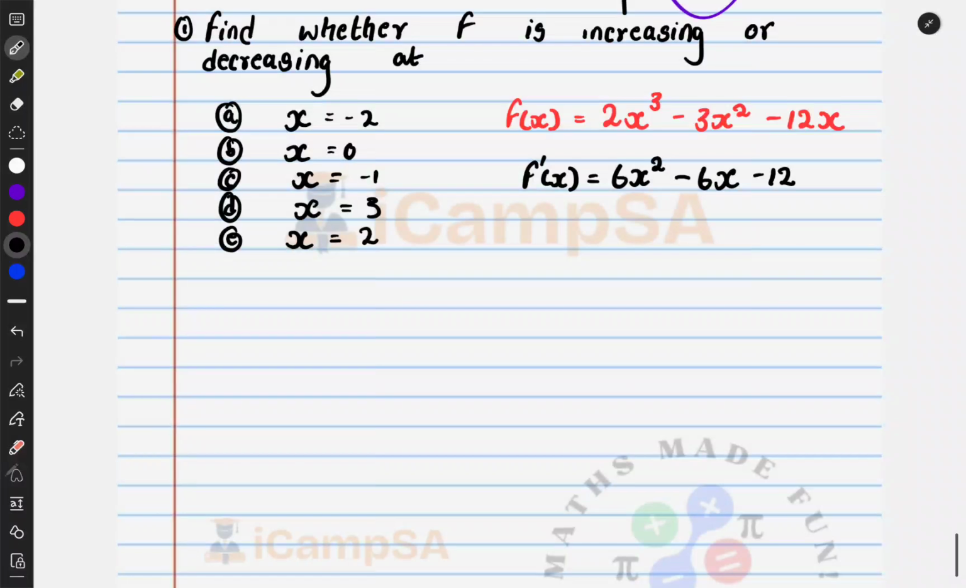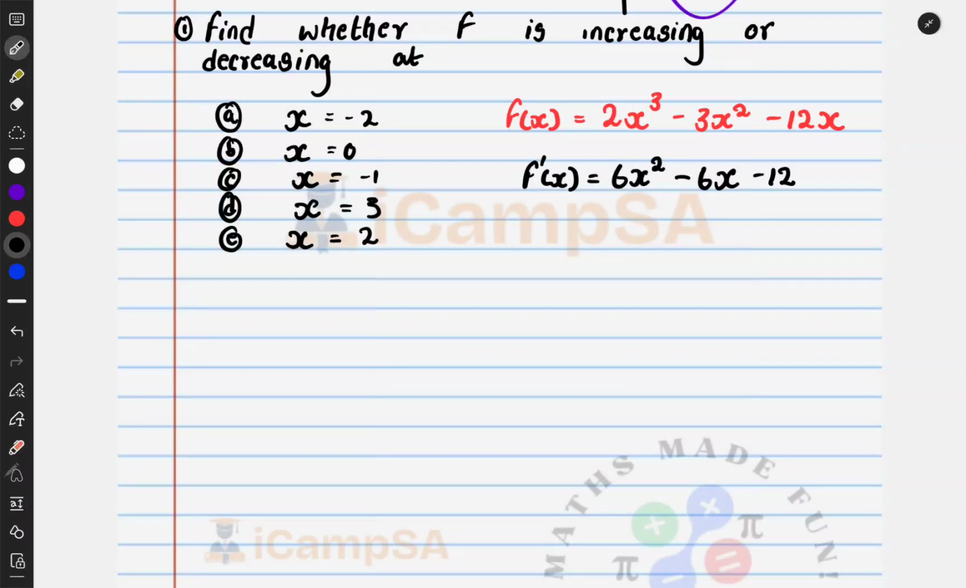And then once we are here, we have to substitute the x values into the derivative and see if the derivative at those points is negative or positive. Let me bring my calculator. I can't seem to find my calculator. Okay, let's just do it.